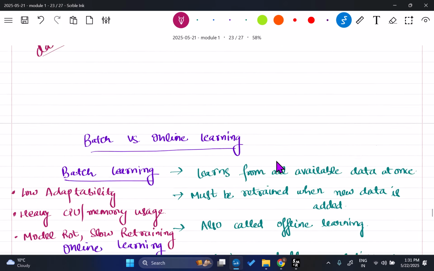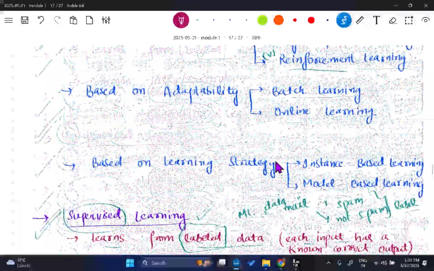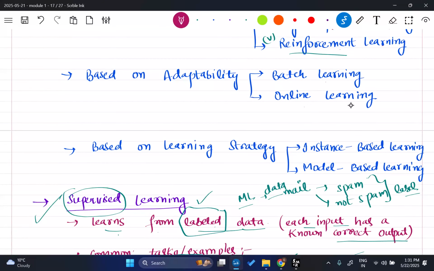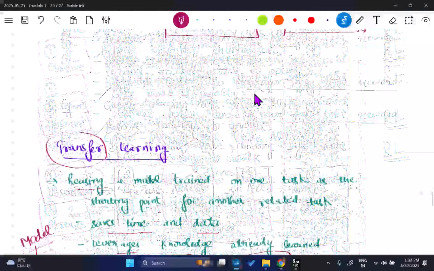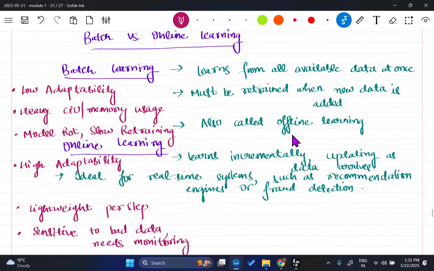Now let's talk about the next category here. I'll scroll up to show you under which category we are going to learn batch learning and online learning. Based on the adaptability of an ML model, we can categorize ML systems into two categories: one is batch learning, and the second one is online learning. Let's talk about these two in detail now. So, what is batch versus online learning?